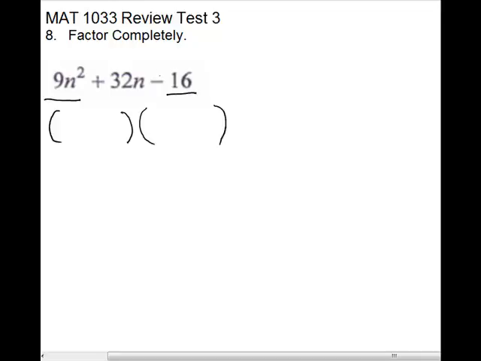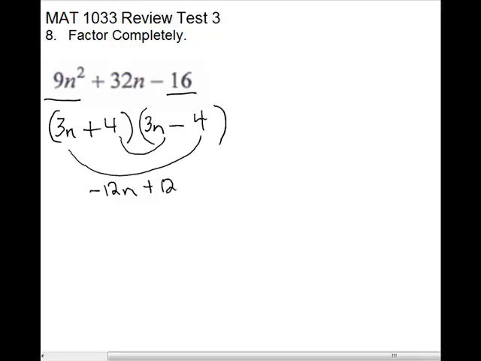The issue is our signs. A negative at the end says you have to have different signs. That's the way you multiply to get a negative. And we would use square roots for a perfect square trinomial. So 3n and 3n, and for 16, we would do a 4. Then you have to check outside and inside to see if that works. So we have a minus 12n and a plus 12n, and they actually cancel, so there wouldn't be a term at all. So this one does not work.